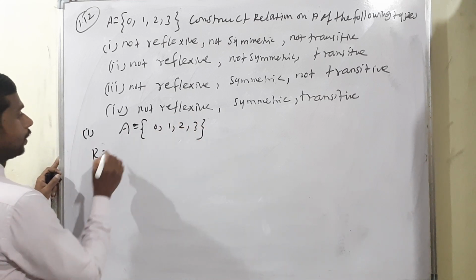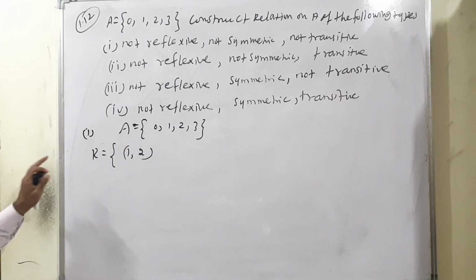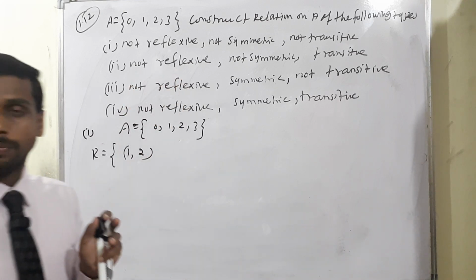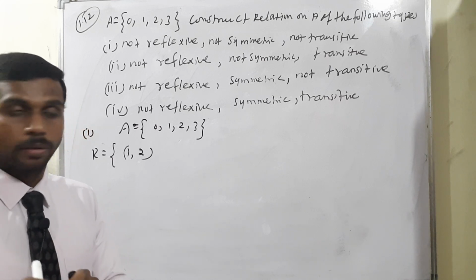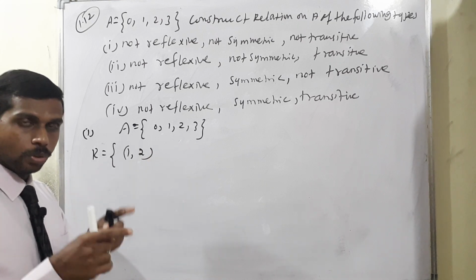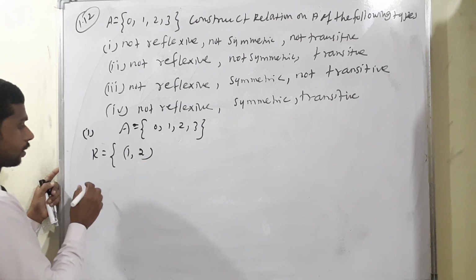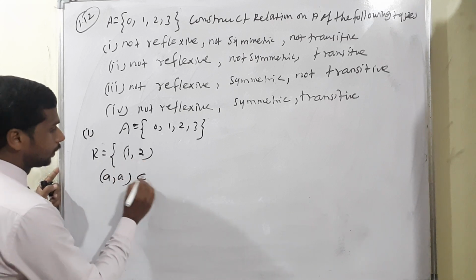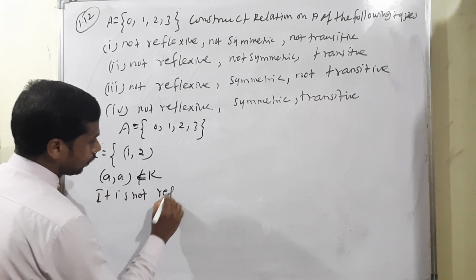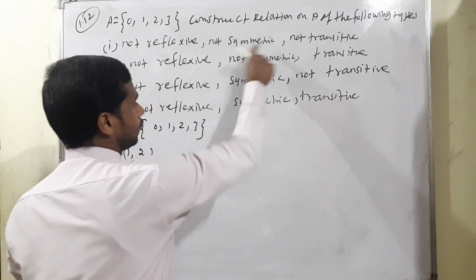So consider for R, I will take any one pair. 1 comma 2 I have taken, okay. Now 1 comma 2 means not reflexive. What is the meaning of reflexive? For all a, (a, a) belongs to R. The set has 0, 1, 2, 3, so definitely 0 comma 0, 1 comma 1, 2 comma 2, 3 comma 3. I have taken only 1 comma 2. So definitely we can say (a, a) does not belong to R. Therefore, it is not reflexive.